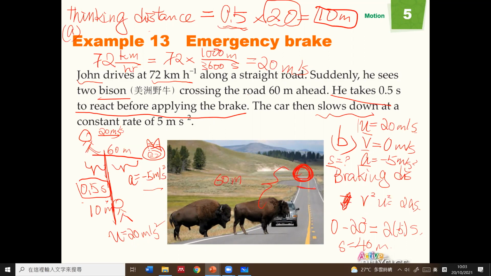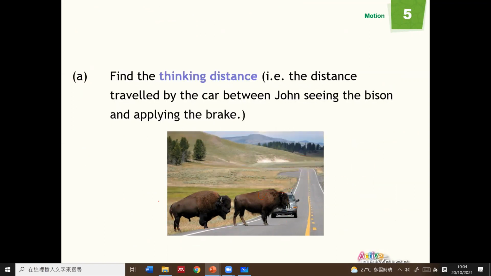The car is 60 meters apart from the cows, right? And this guy used 10 meters to react. For the 0.5 seconds, he doesn't apply the brake. After 10 meters, or after 0.5 seconds, he starts to brake with deceleration. So it takes another 40 meters to stop the car. So in total, before the car stops, it travels 50 meters. And the cows are originally 60 meters apart, so it won't hit them.